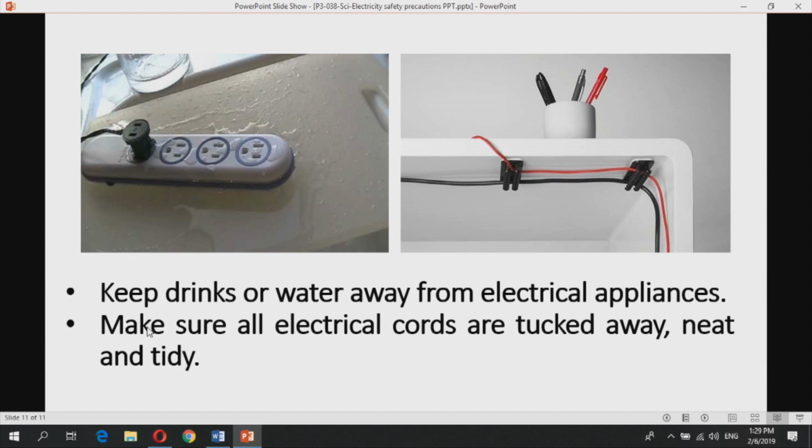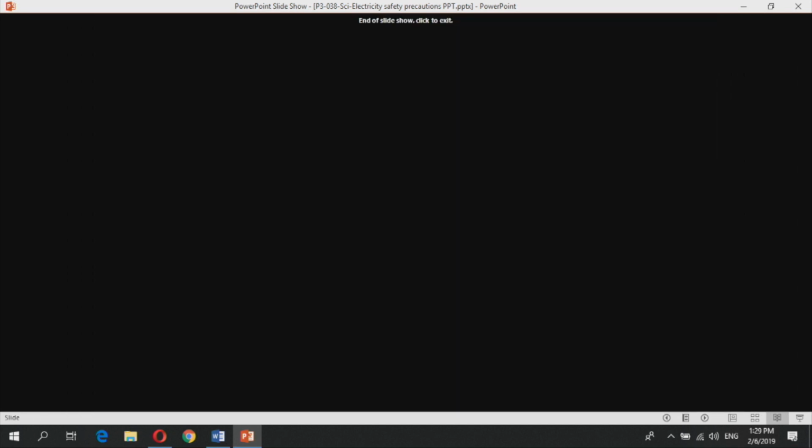And finally, make sure all electrical cords are tucked away, neat and tidy. Yes, if we're at home and we have a TV or radio and they have wires, make sure the wires are out of the way because we could fall or trip on them and that's dangerous. Any questions? No. Okay, well done guys.